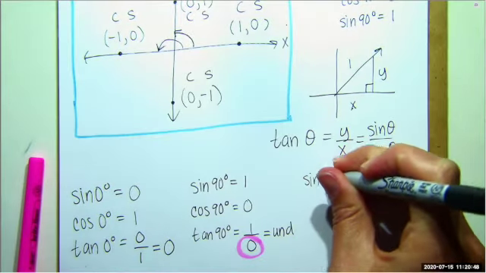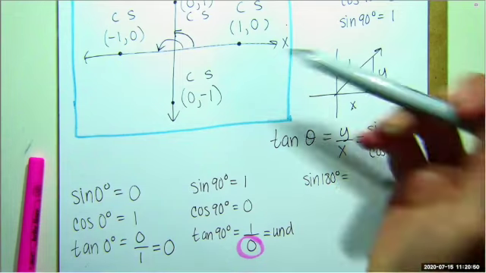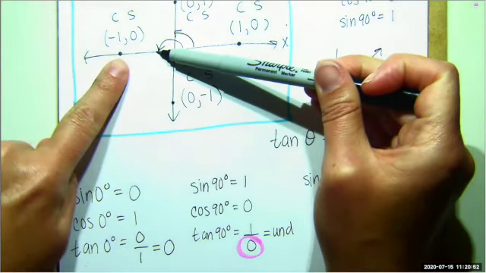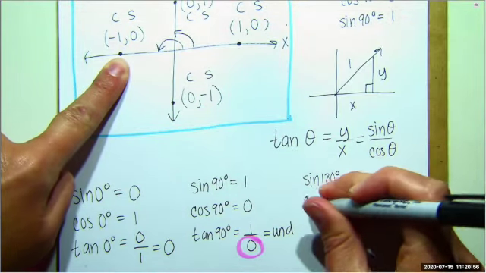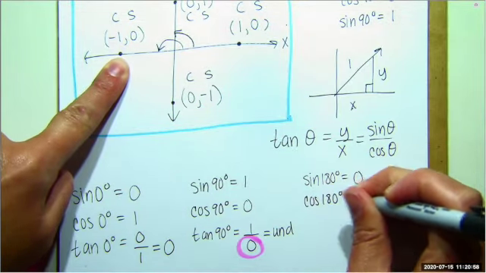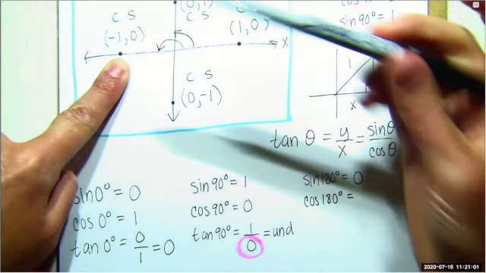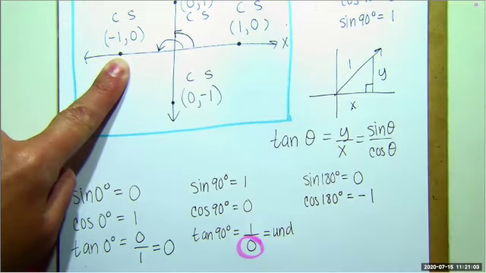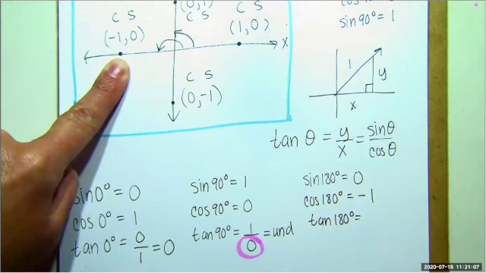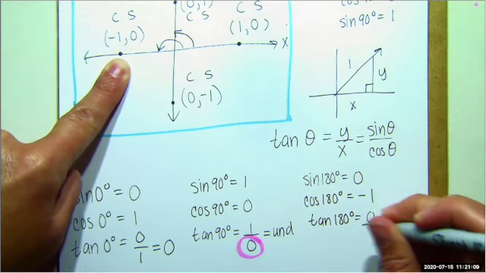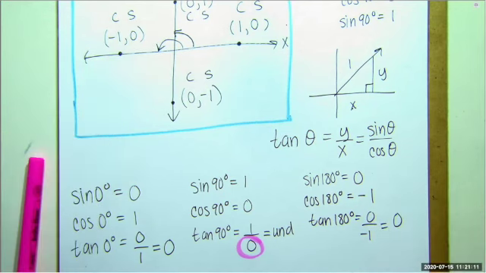Okay, let's go out to the next quadrantal angle, which is 180. So let's find sine of 180. So we go out to 180. Here's our point. Sine is 0. Cosine of 180, we go out to 180. Cosine is -1. Tangent of 180 would be sine over cosine, or y over x. So 0 over -1 is 0.